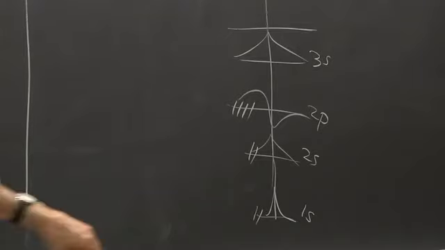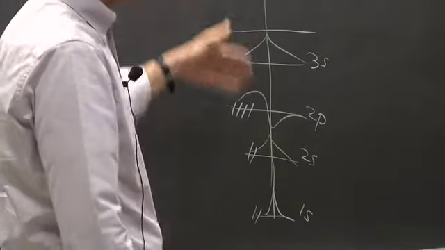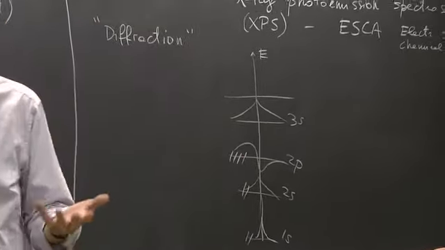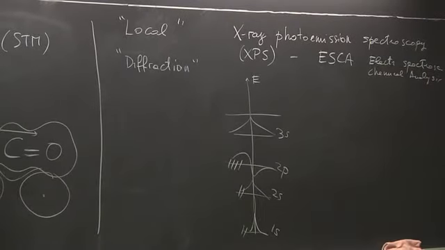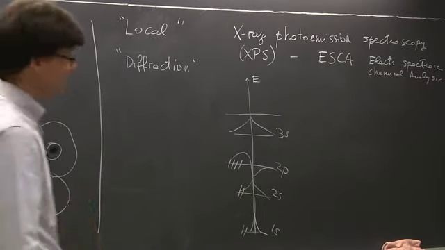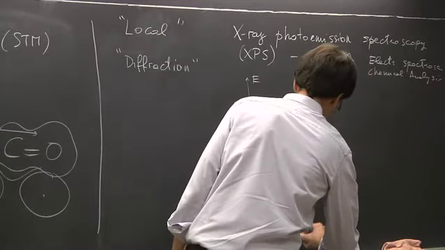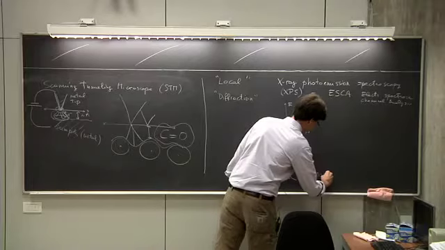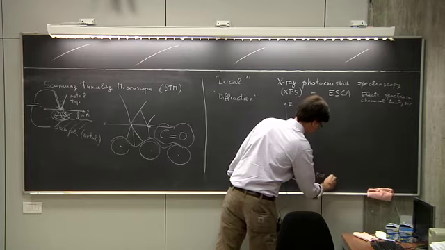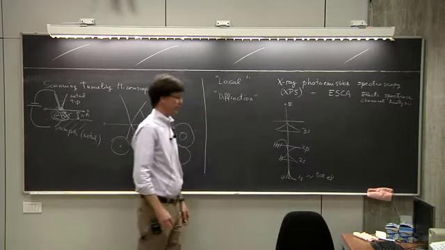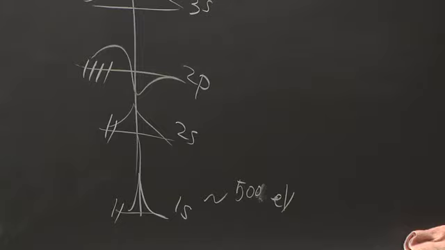Now, the position of the 1s state is going to be very deep in energy, because this is a core state, right? It's the lowest lying state. And for oxygen, it lies at, I guess, something of the order of 500 electron volts. Okay, so it's very deep in energy with respect to the vacuum level. It's the lowest lying state, the 1s state, and the wave function is very localized. 1s electrons are very, very close to the nucleus.